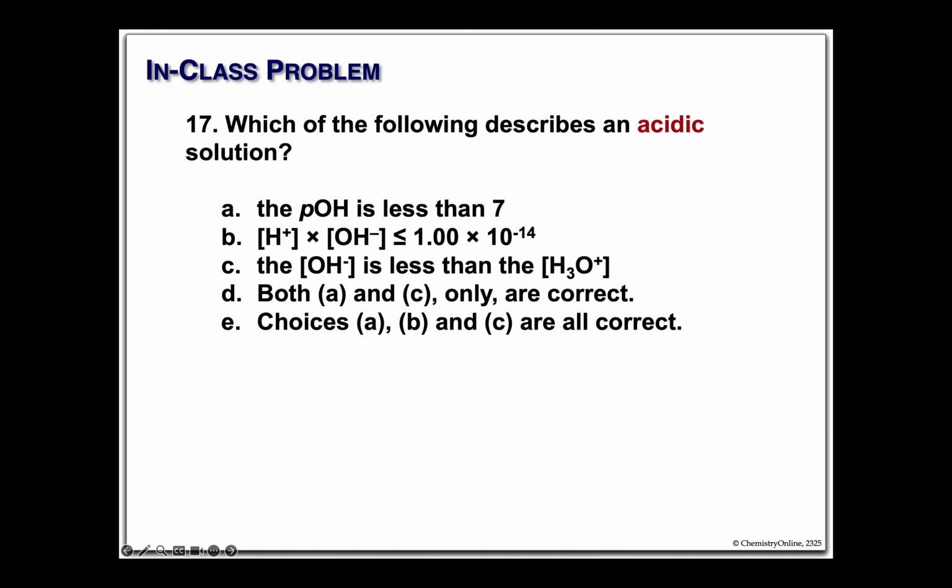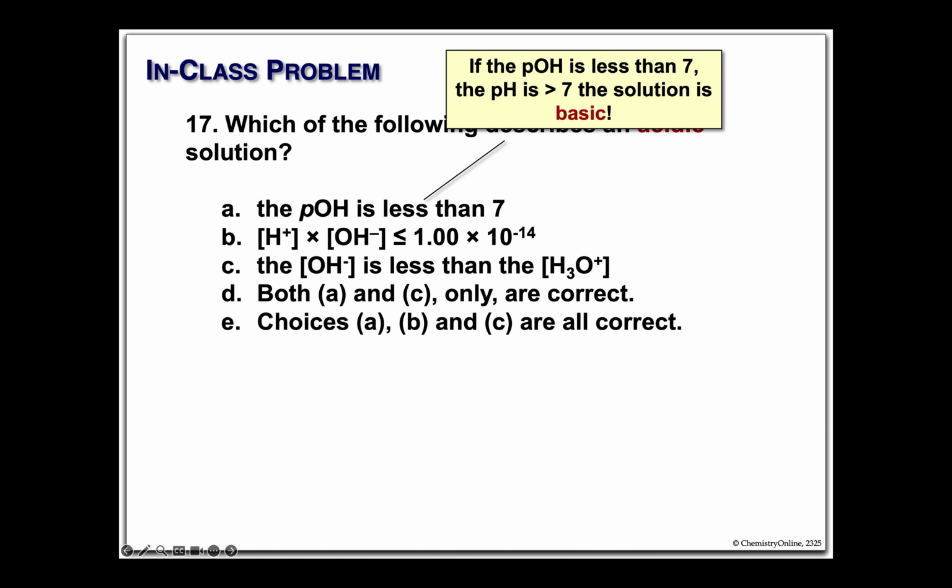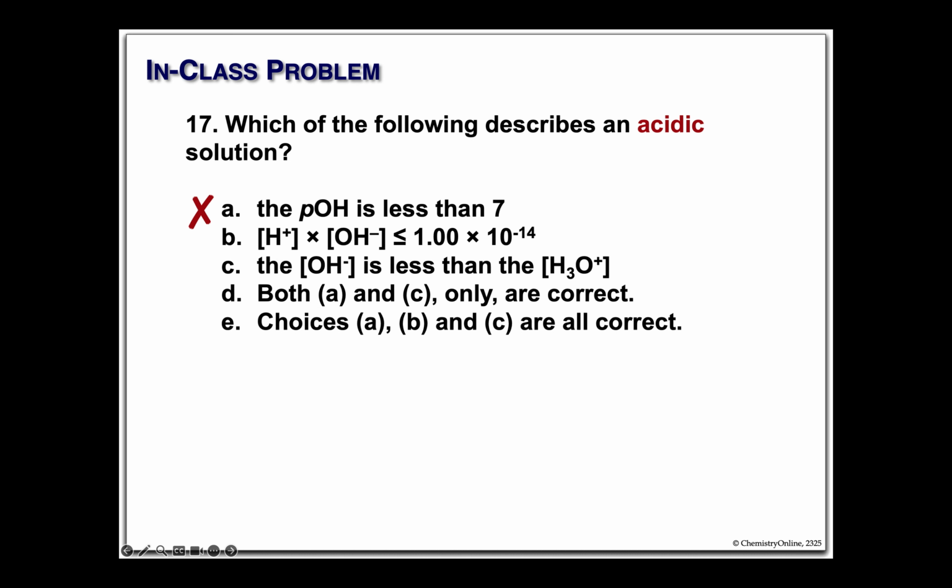All right, which of these are acidic? pOH is less than 7. Well, if the pOH is less than 7, that means that pH must be greater than 7, because pOH plus pH are always 14. So if pOH is less than 7, pH must be more than 7, making it basic. That's all.